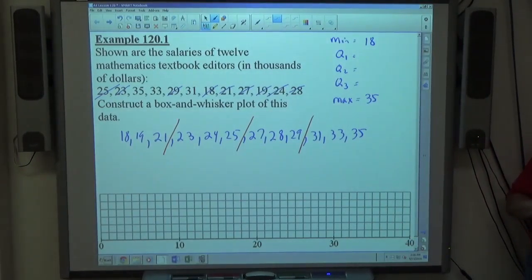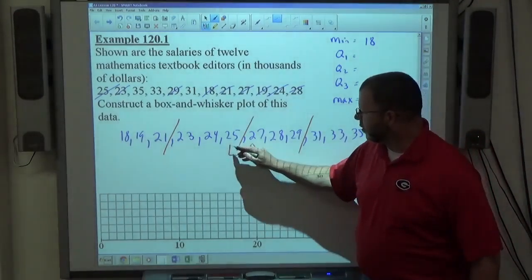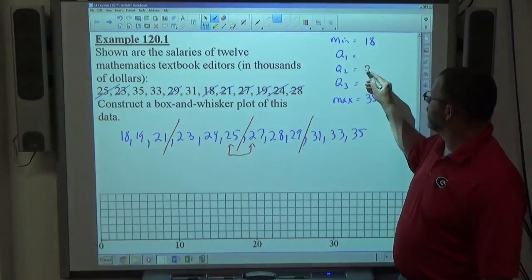The second quartile is just the median. It's the same median we've been finding since lesson 45 of this book. It's when you line the numbers up in numerical order, it's the halfway point. And if there's an even number of data, it's the average of the two middle numbers. So the average of 25 and 27 is 26.